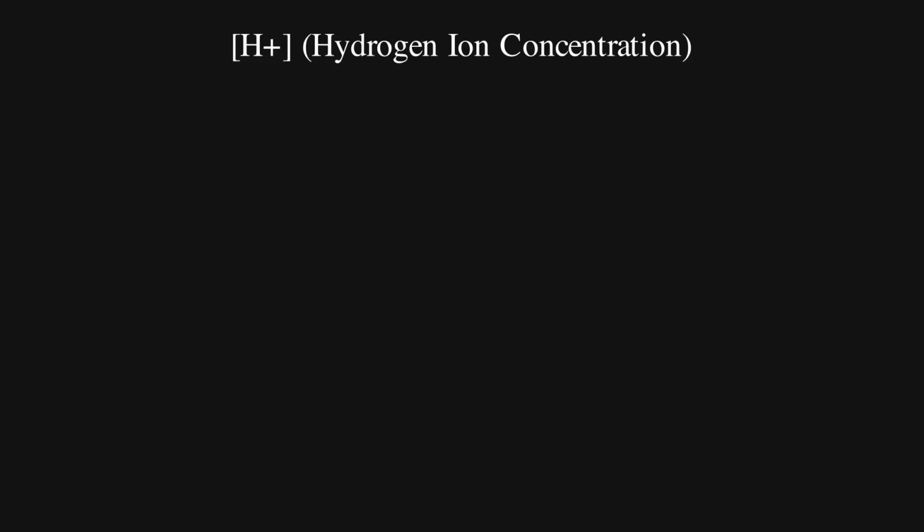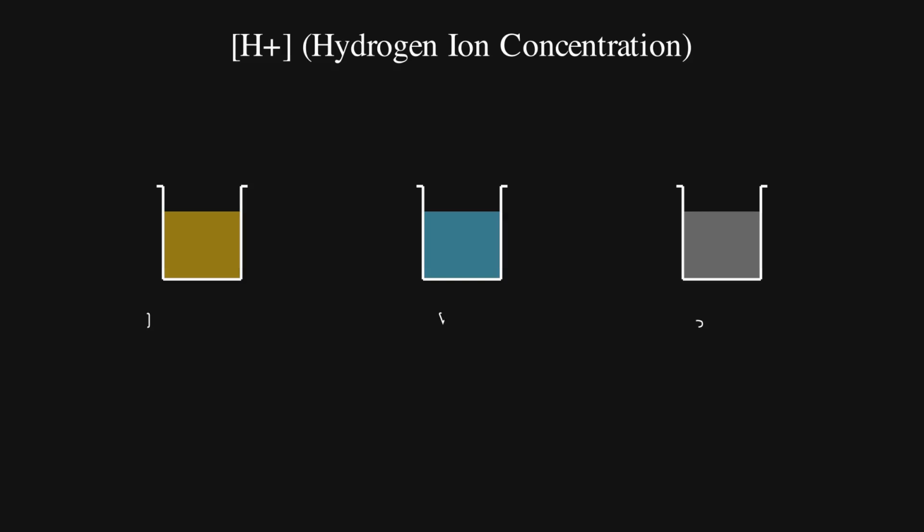Whenever we talk about how acidic or basic a liquid is, we usually toss around familiar numbers between 0 and 14. But physically, what we're actually measuring is the concentration of freely floating hydrogen ions in that liquid. Let's look at three common examples: lemon juice, pure water, and bleach.